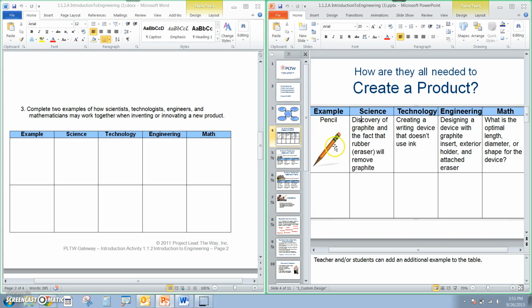So I want you to pick one thing, look around your room right now or wherever you are, and fill in this chart to the best of your ability.